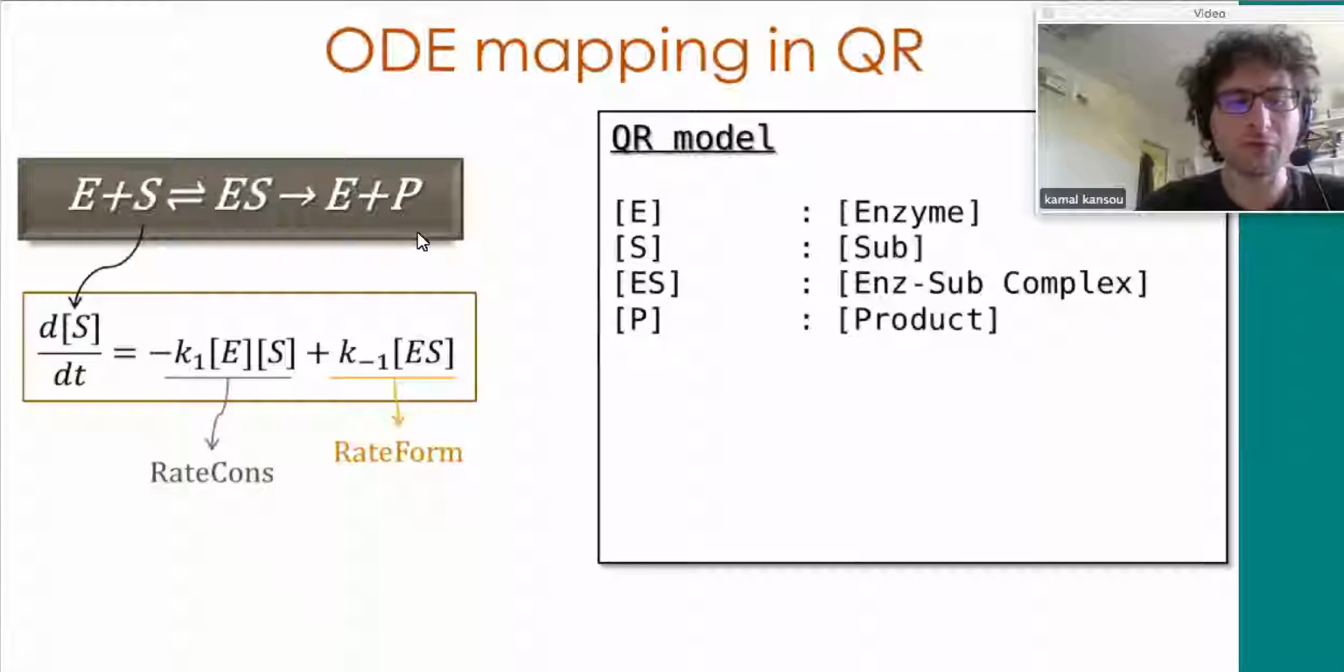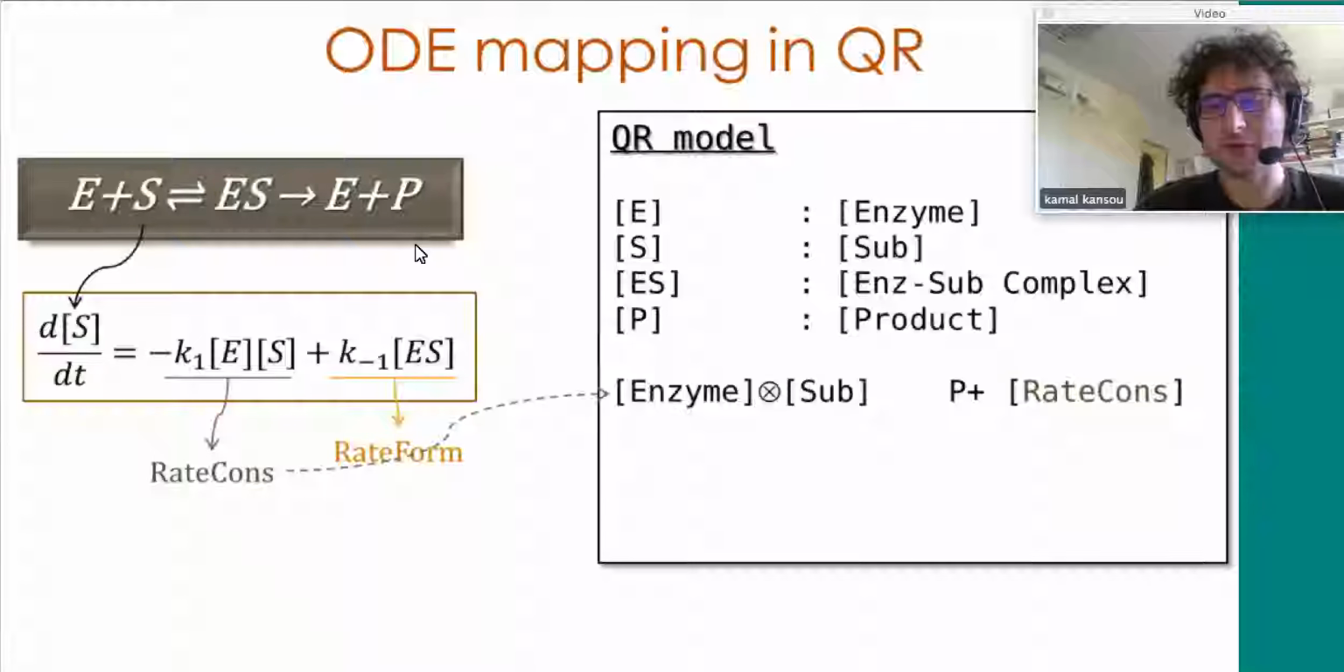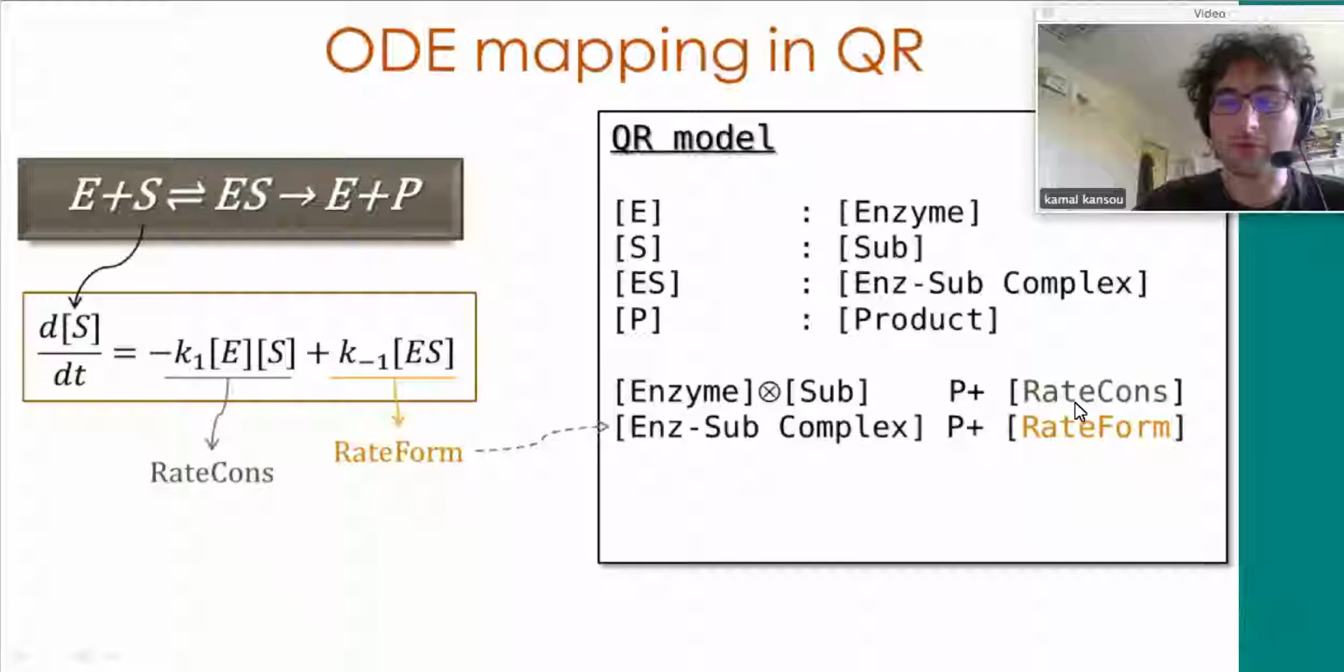So if we want to represent that in QR, we have this kind of formalism for the rate of consumption. We say that the concentration of enzyme times the concentration of substrate is positively related to the rate of consumption. We do the same for the rate of formation. Here, the concentration of the complex is positively related to the rate of formation.